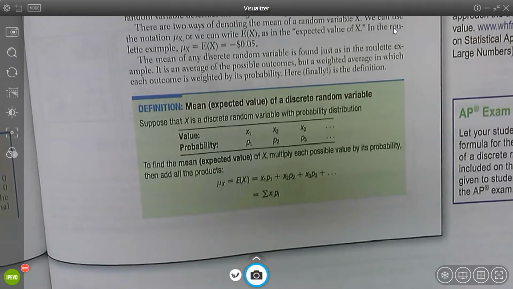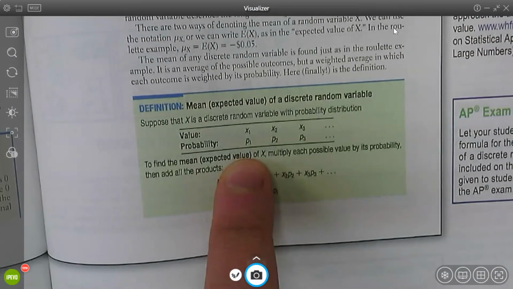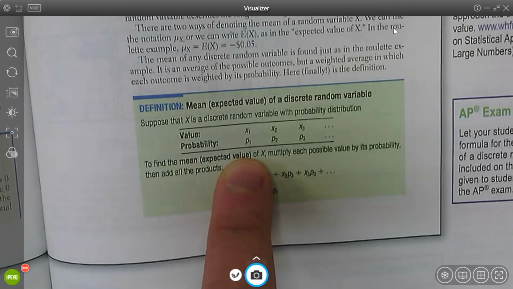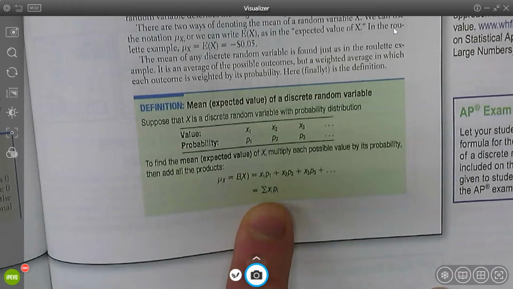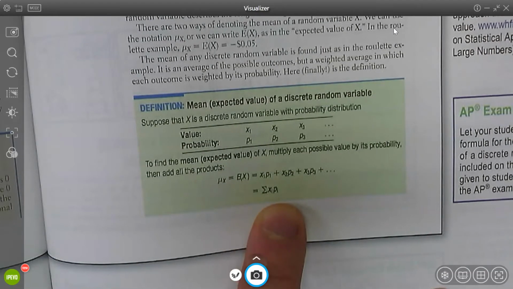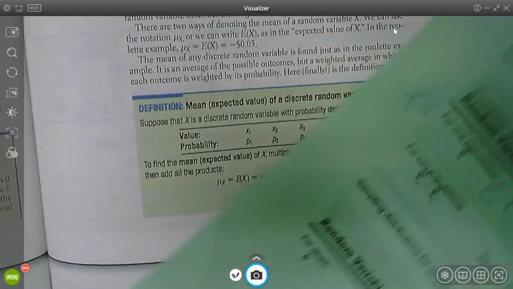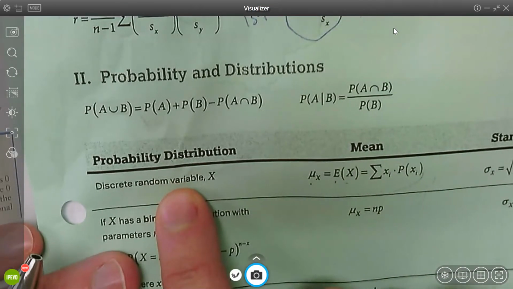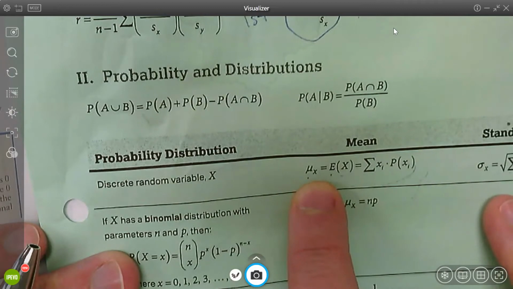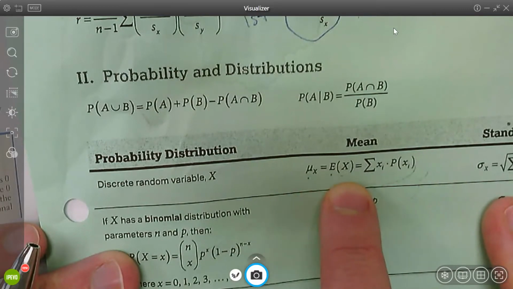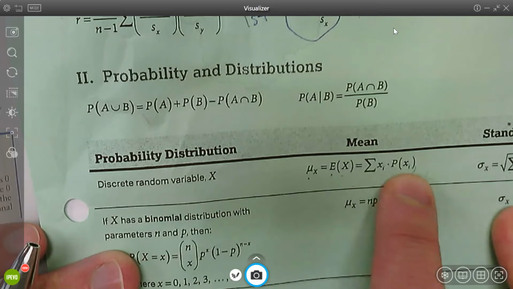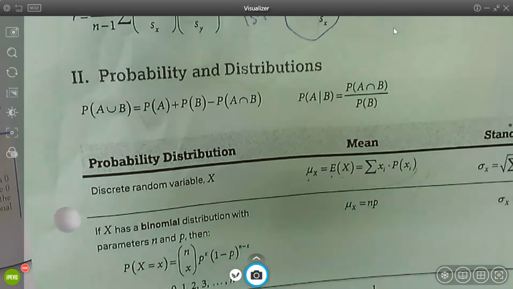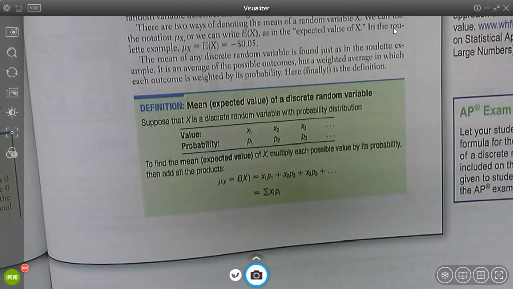So the formula is essentially a weighted mean. I'm taking each value times its weight or its probability. It's the sum of the value times its weight, or the sum of the value times the probability. This is on your formula sheet. Let me grab it. It's right here to show you. Discrete random variable. Oh, hey, that's what we're doing. Mean of x or the expected value of x. Take the sum of all the values times the probability of the value. That's all that's saying. So we got that.